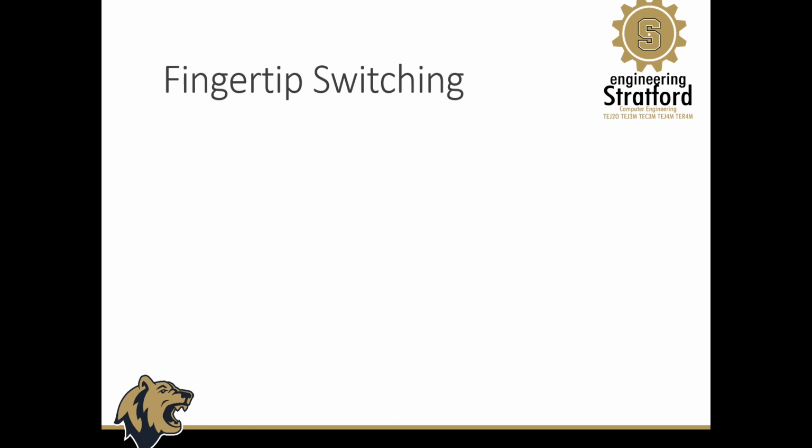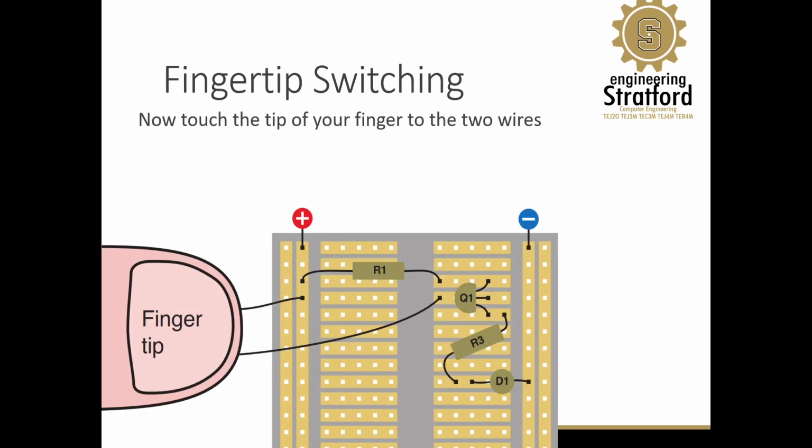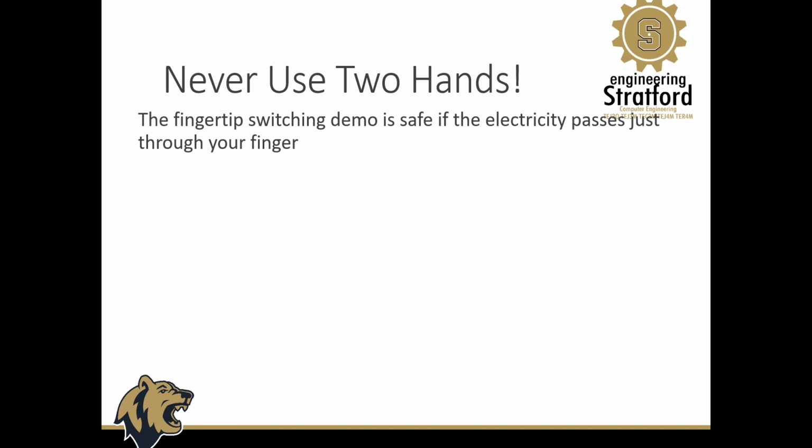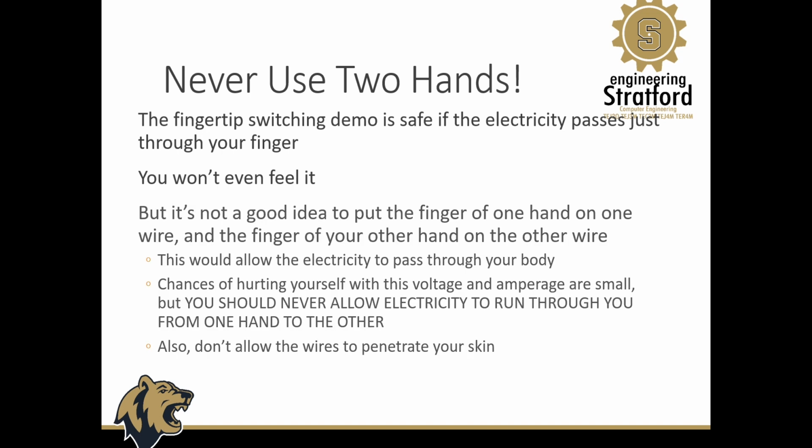Once you're ready, what you're going to do is touch the tip of your finger to the two wires. And what happens? Oh my gosh, the LED lights up. Now, a little bit of warning here, you shouldn't use two hands. Fingertip switching is safe because the electricity just passes through a little tiny bit of flesh in your finger. You won't even feel it, but it's not a good idea to put the finger of one hand on one wire and the finger of your other hand on the other wire. That allows the electricity to pass right through your body, and the chances of hurting yourself with this voltage and amperage are extremely small, but generally speaking, you should not allow electricity to run through your heart.